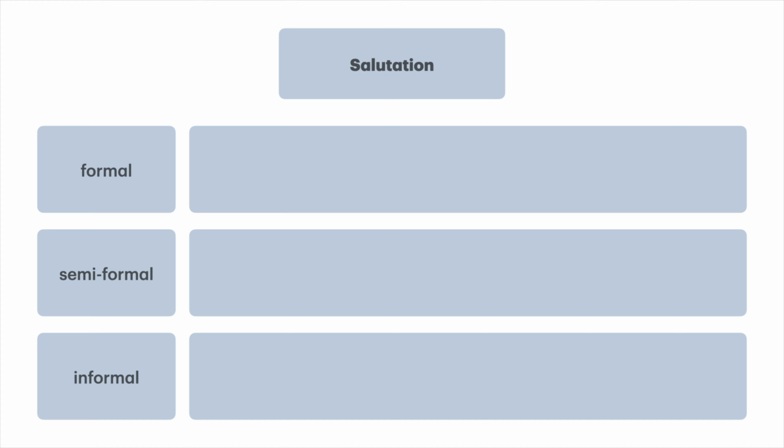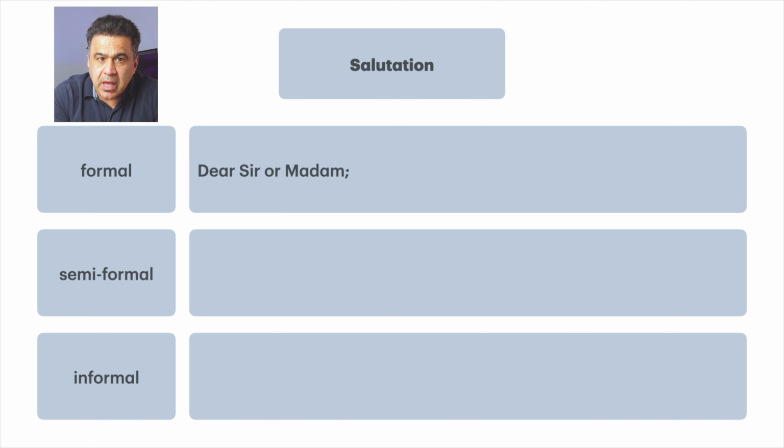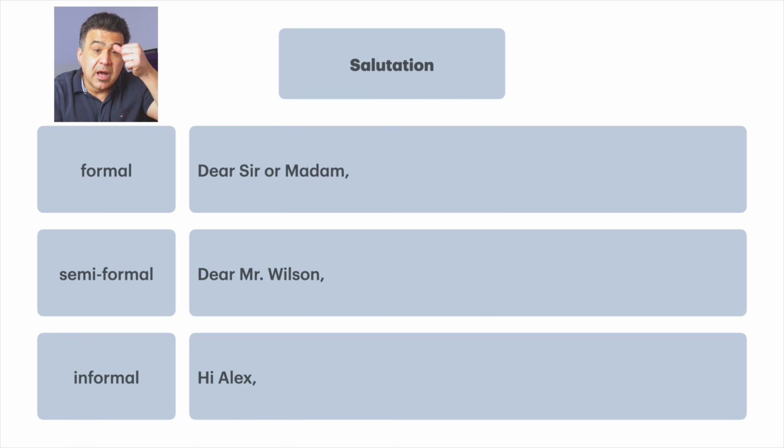First, the salutation. For example, dear sir or madam is formal because you do not know the person's name. And this is a standard formal salutation. Dear Mr. Wilson is semi-formal because you know who the person is, but you are keeping distance and respect by using title plus surname. Hi Alex is informal because hi and the first name sound friendly and relaxed.